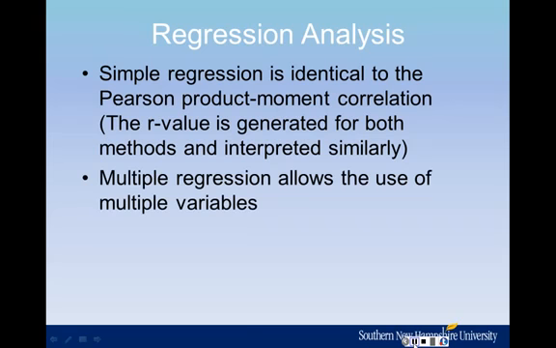Multiple regression allows you to add in more x variables. So you can see how many x variables compared to one y, and that's an advantage to using regression over correlation.